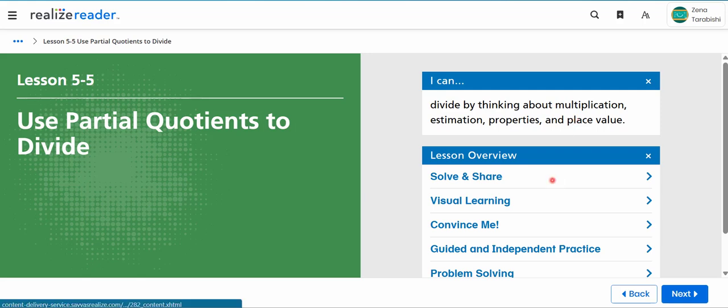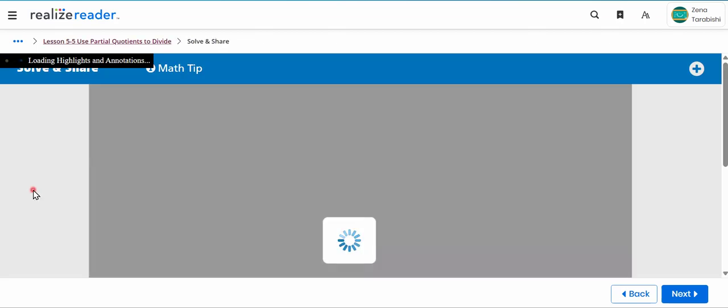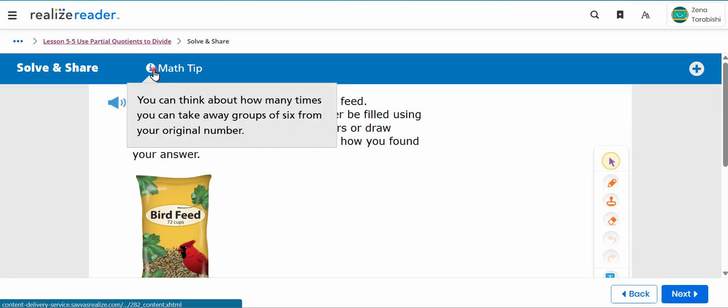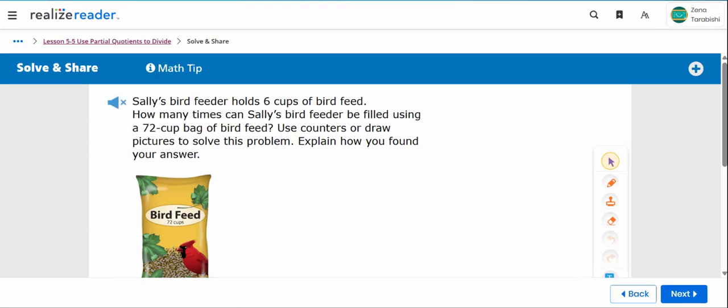Let's go ahead and begin with our solve and share on page 185. And our math tip for this lesson is you can think about how many times you take away from groups of 6 from your original number. Sally's bird feeder holds 6 cups of bird feed. How many times can Sally's bird feeder be filled using a 72-cup bag of bird feed? Use counters or draw pictures to solve this problem. Explain how you found your answer.